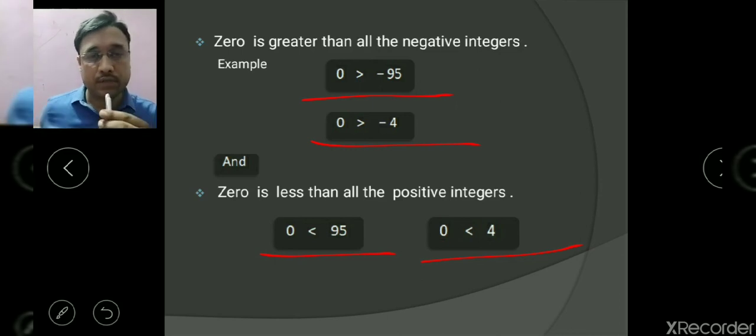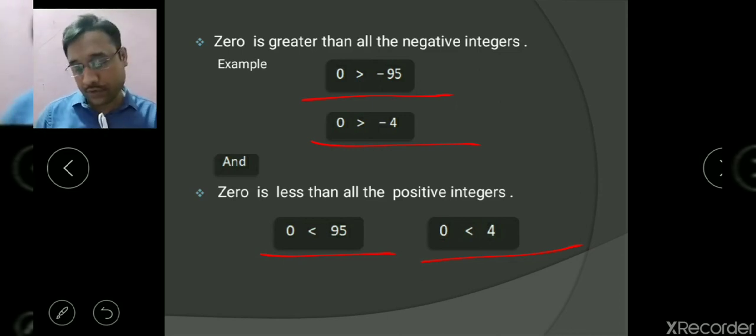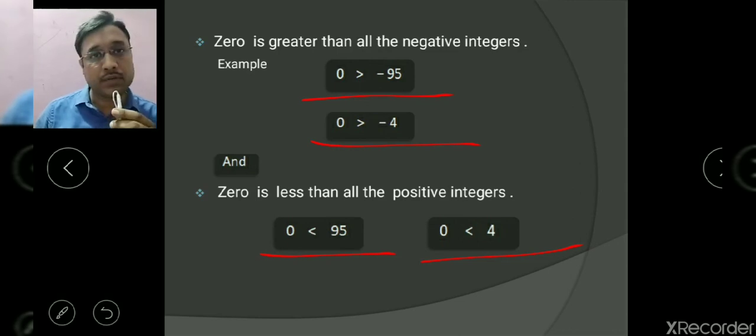Now I would like to give you some homework for revision. Do R.S. Agarwal book, chapter number 1, integers. Solve exercise 1A, question numbers 2 to 4 and question numbers 12 to 14. And from exercise 1B, question numbers 1 and 2.